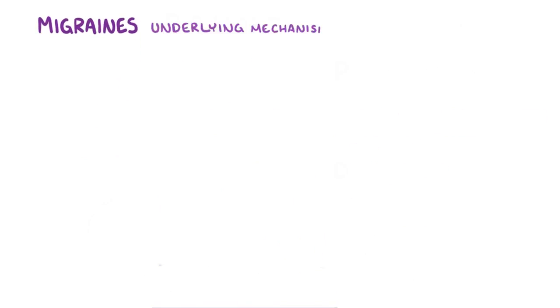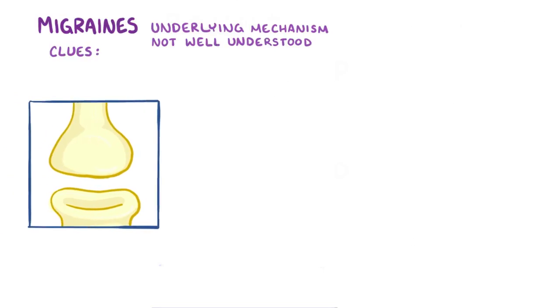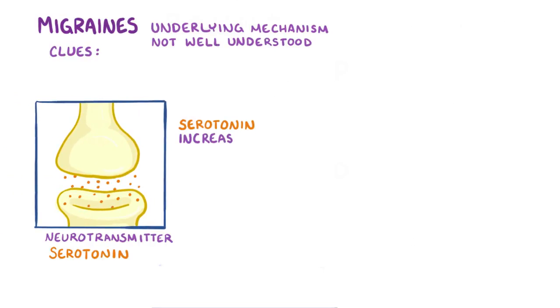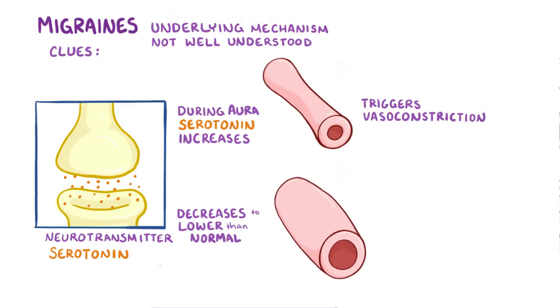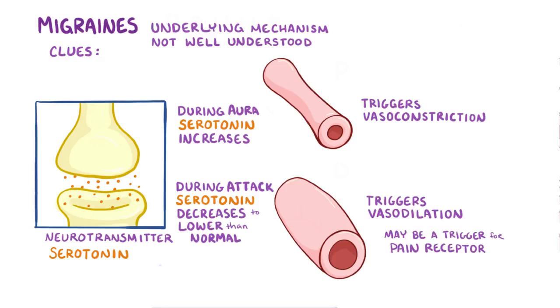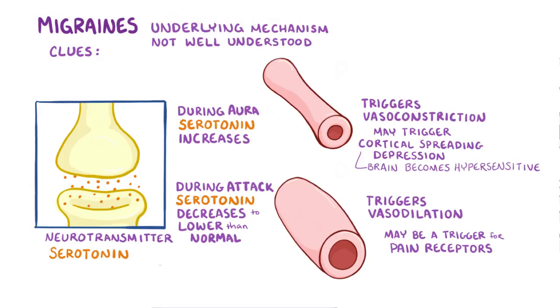Although the underlying mechanism causing migraines isn't well understood, there are some clues. Concentrations of the neurotransmitter serotonin increase during the aura, triggering vasoconstriction, and then decrease to lower than normal levels during the migraine attack, triggering vasodilation. This change in the blood vessel size may be a trigger for pain receptors, causing the headache. The initial vasoconstriction may also trigger cortical spreading depression, which is a phenomenon when the brain becomes hypersensitive to certain stimuli, like lights, sounds, and smells.